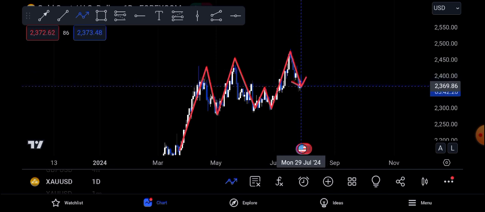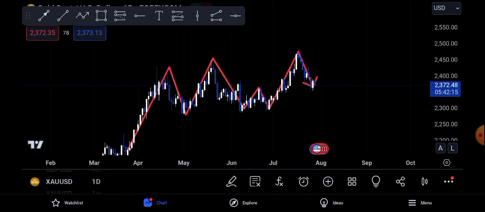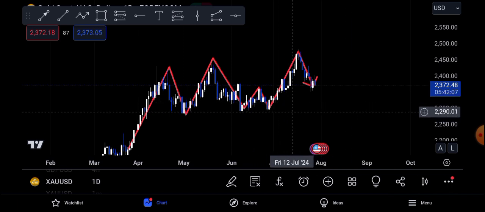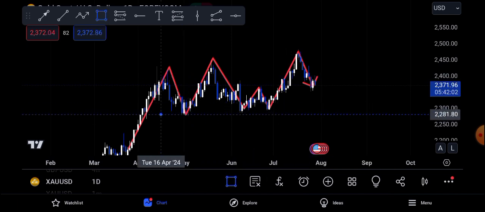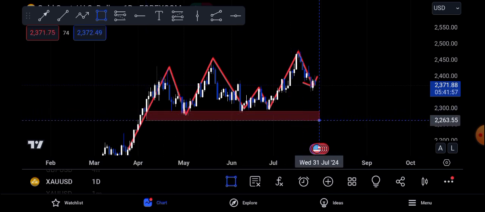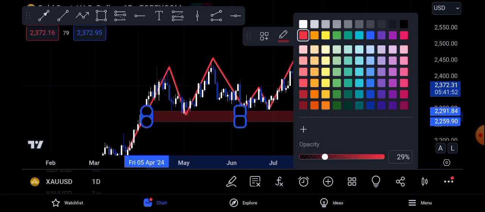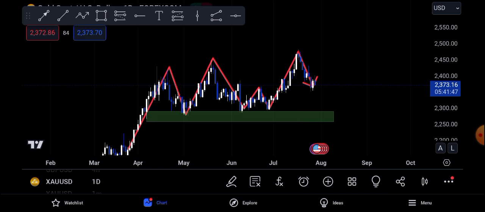So now, what is price trying to do? Price is trying to correct itself in this downtrend, and there is a possibility that price is not going to take out these lows. You can see here is a kind of support. Then you mark out your support zone. Here is a good support zone. I like to make my support zone green, so let me change the color to green. Here is a support zone, and price is likely going to respect it.